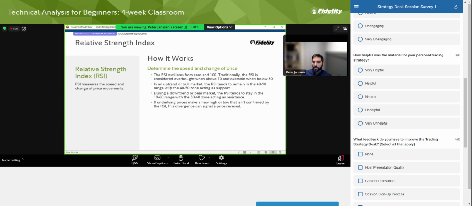But the thought process is, in an uptrend, if we're thinking it's going to be overbought, well, overbought might not be 70. Maybe the overbought zone now is going to shift up higher. Maybe the low end of the range at 40 rather than 30, the high end of the range like 80 or 90 rather than 70. Maybe that 40 to 50 acting as the support.